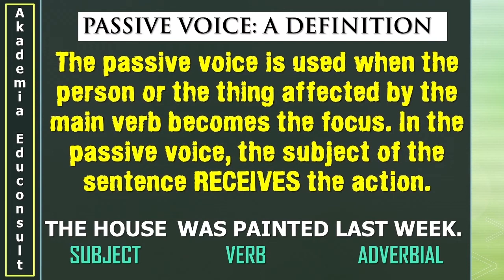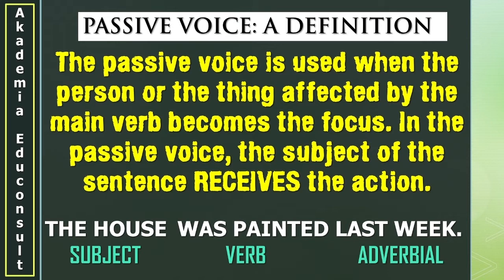Let's look at the passive voice. The passive voice is used when the person or the thing affected by the main verb becomes the focus. In the passive voice, the subject of the sentence receives the action, unlike in the case of the active voice. Let's see an example.